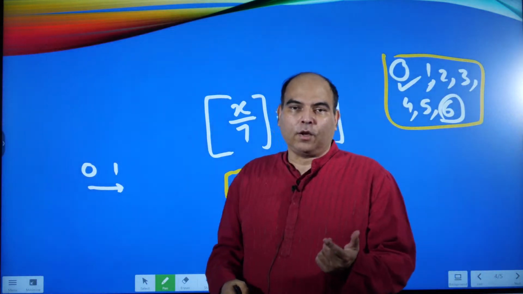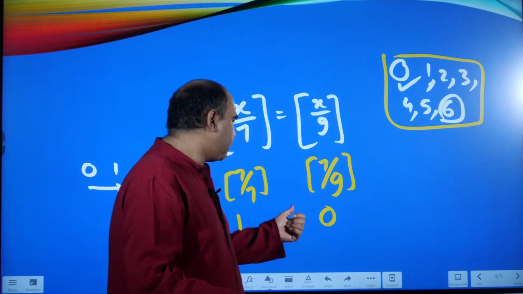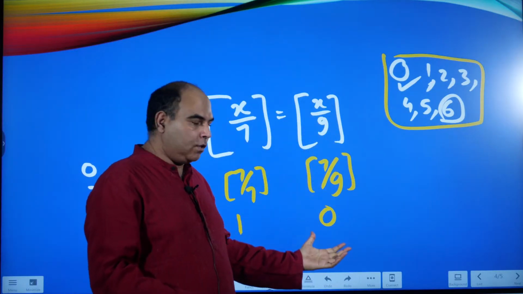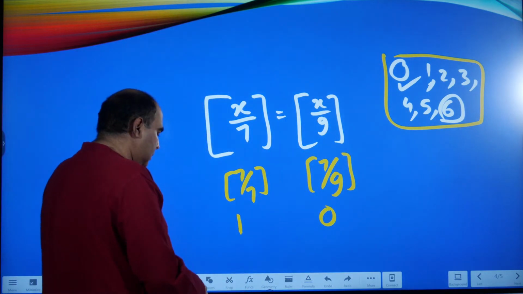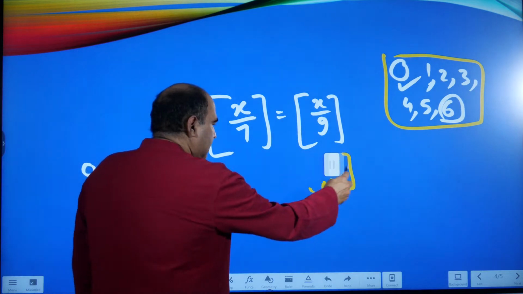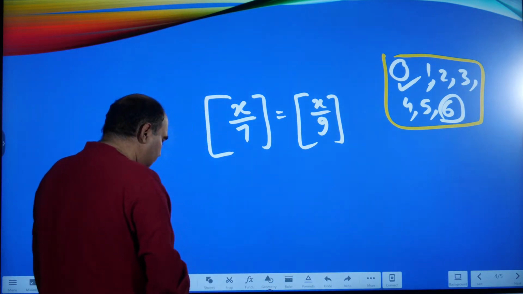And 8 also they are not equal, because at 8, this function will again be 1, and that function 8 by 9 will still be 0. I hope you are getting this logic. And if you are finding it a little bit difficult to visualize these, maybe you have not worked enough with GIFs.